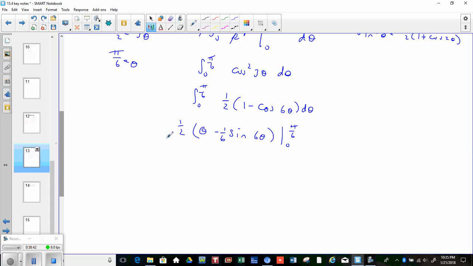All right, so let's see. 1/2 out in the front, plugging in pi 6 will give me pi 6. Plugging in pi 6 here gives me sine of pi, but that's 0. Plugging in 0 gives me 0. Plugging in 0 here gives me sine of 0, which is also 0. So that's really nice. All that stuff went away. So really what I get is pi 12ths.